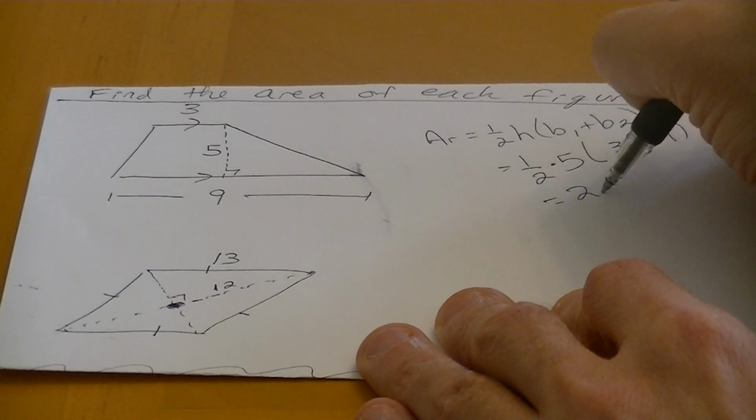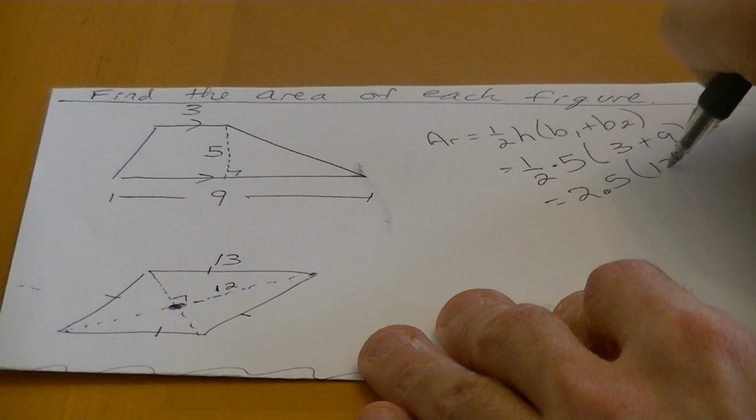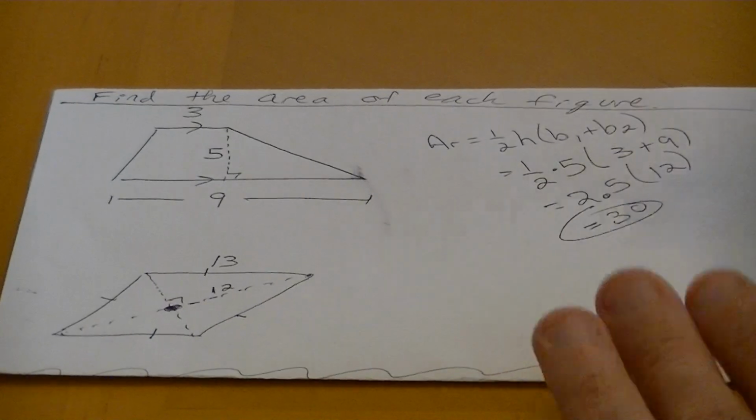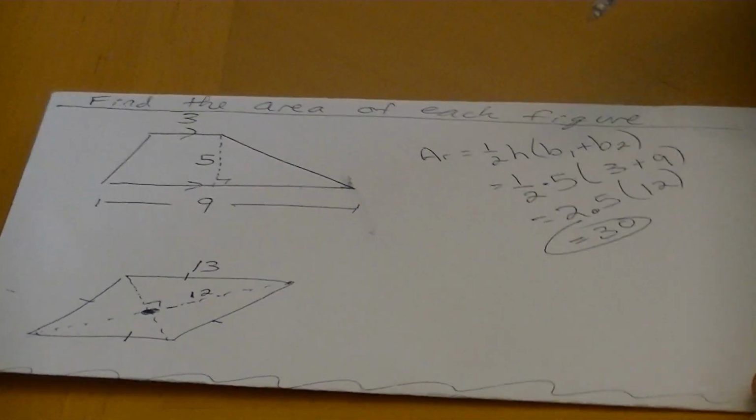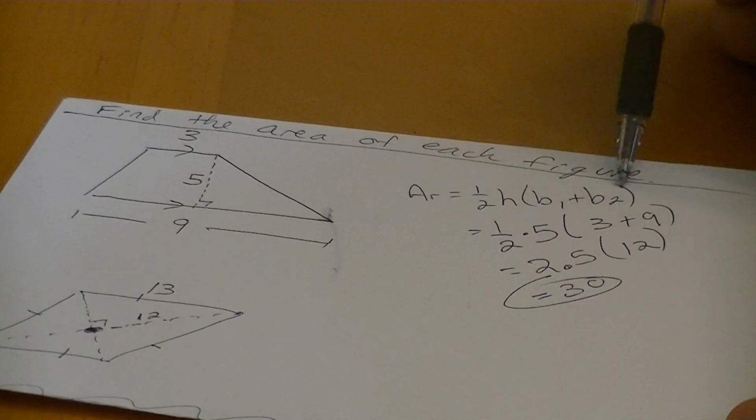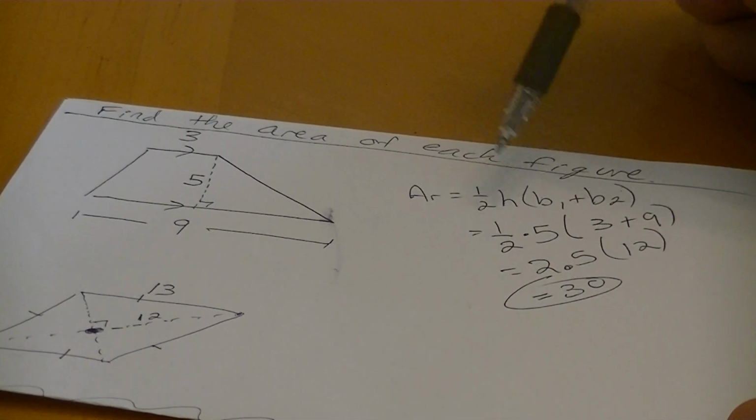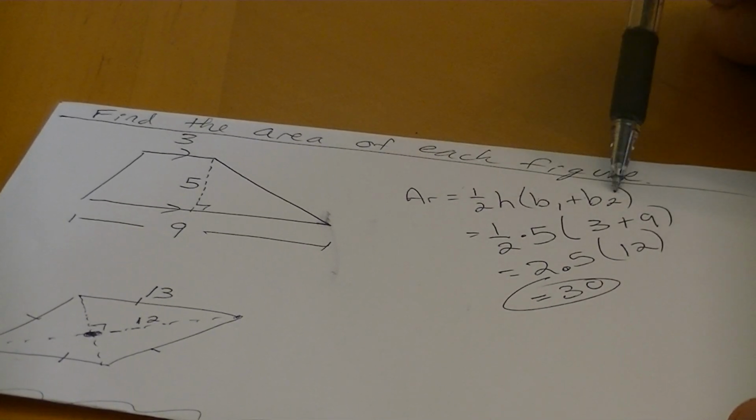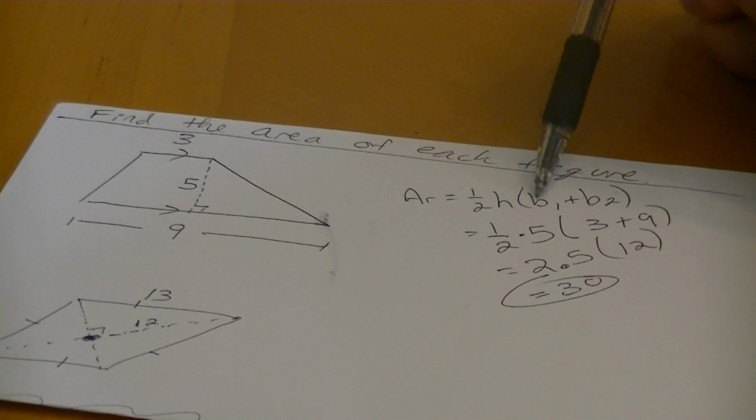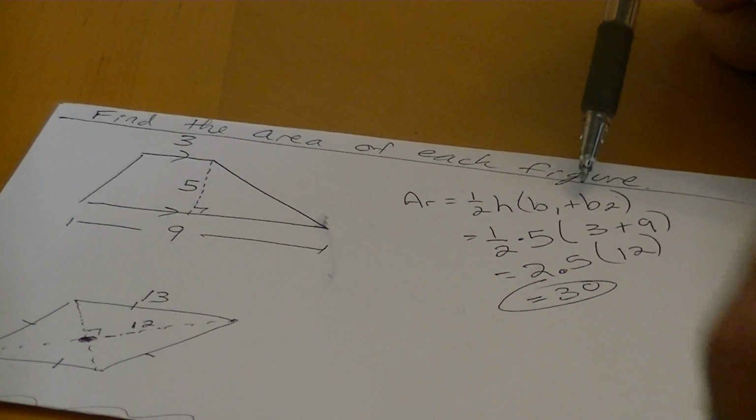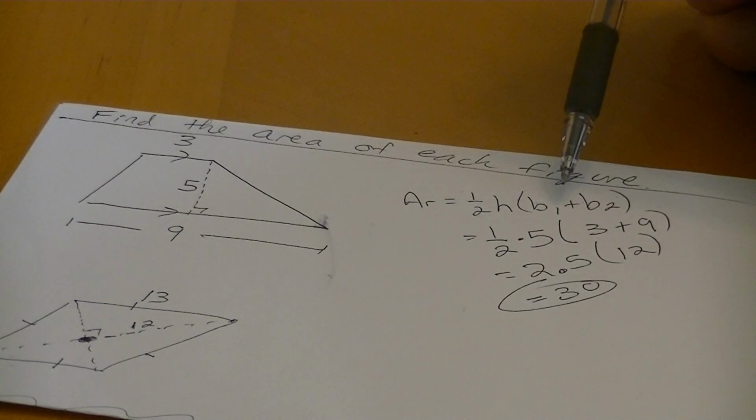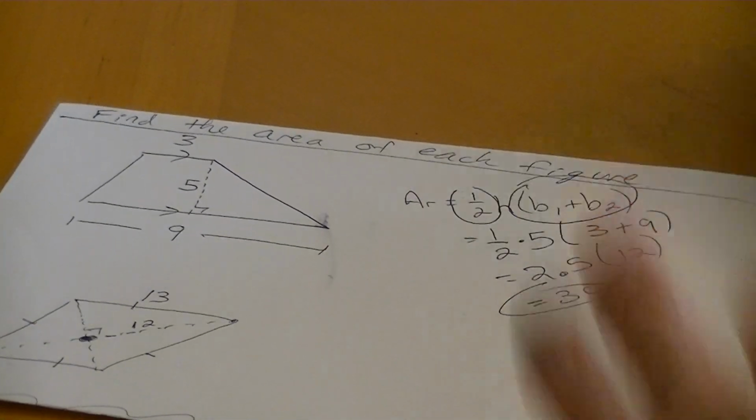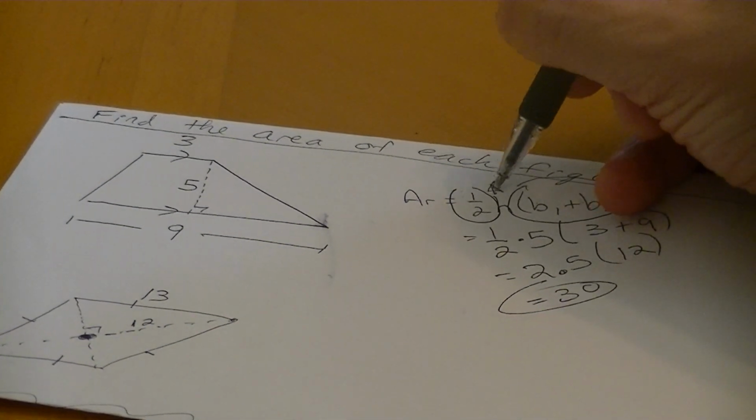So half times 5 is 2.5. 3 plus 9 is 12. 2.5 times 12 is 30. There's the answer. Fast way. Check this out. Notice that the formula says to add the bases together and multiply times the height times half. But remember, these can be done in either order. So think about flipping these around. If I add the bases and multiply by half, that's the same as adding them and dividing by 2. And if I have two numbers that I add and divide by 2, that's called taking the average. So this and this combine really just say average the bases, and then multiply by that height.